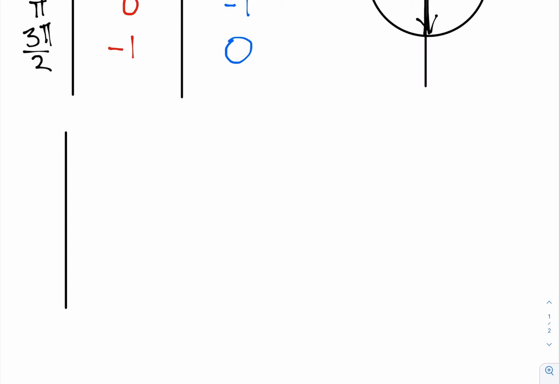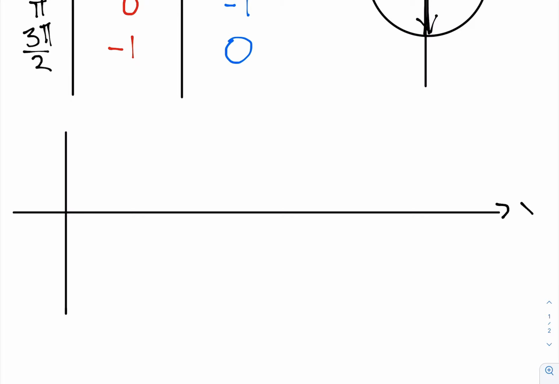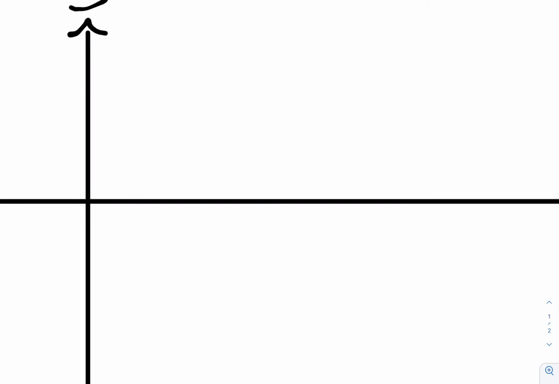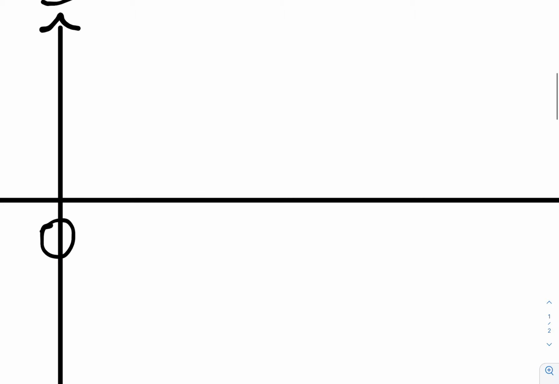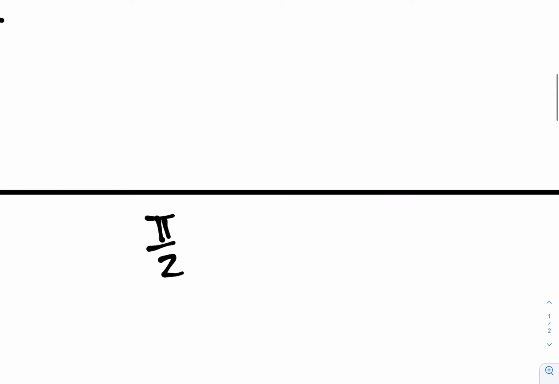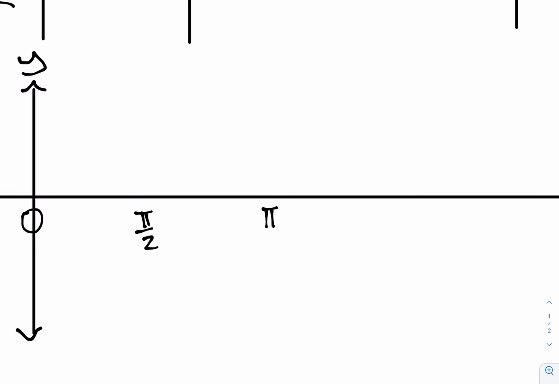Let's say we're only doing positive x values. Or I'll have to move this over a bit. So this is positive x values. So this is our x-axis. This is our y. Okay, so we're going to start here at 0. We're going to go to pi over 2. Then we're going to go to pi. Then we're going to go to 3 pi over 2.